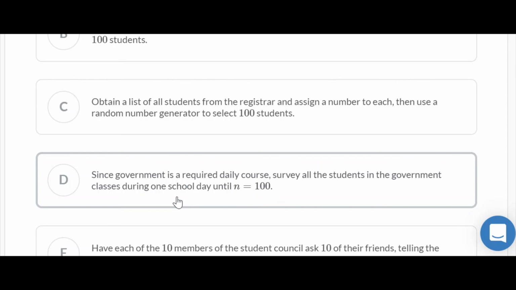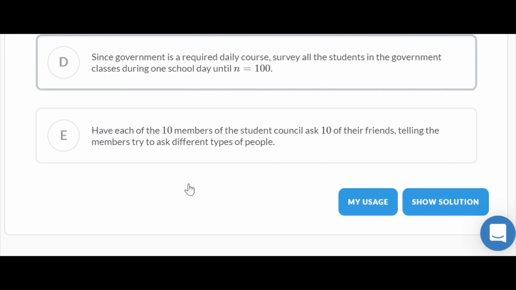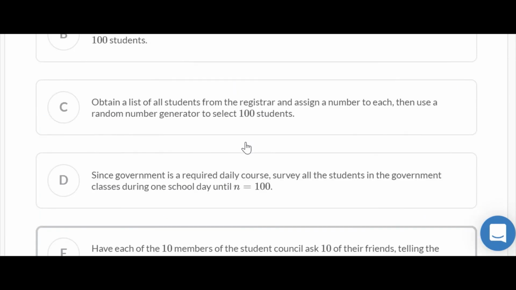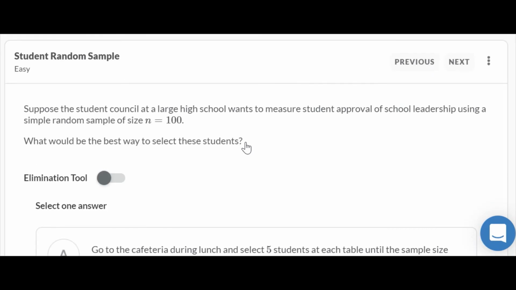Since government is a required daily course, survey all the students in the government classes during one school day. Okay, everybody has to take it, but what about the kids who are homesick or absent? They have not been included. And then let's take a look at E. This is convenience. If they're your friends, that's because it's convenient to you. So that's a convenience sample. I think that one is a pretty obvious solution.